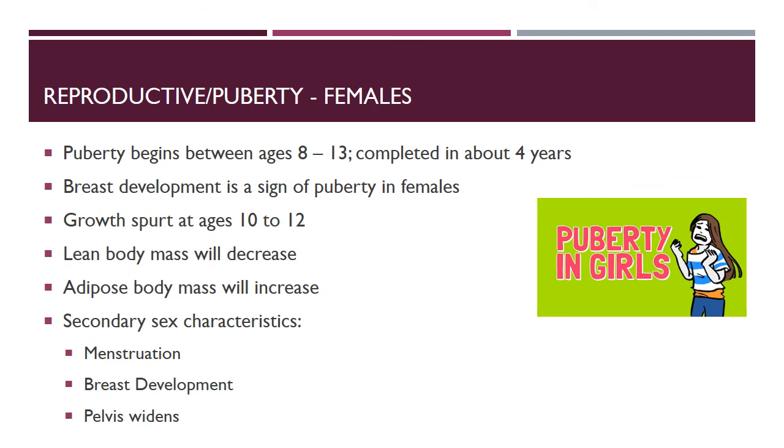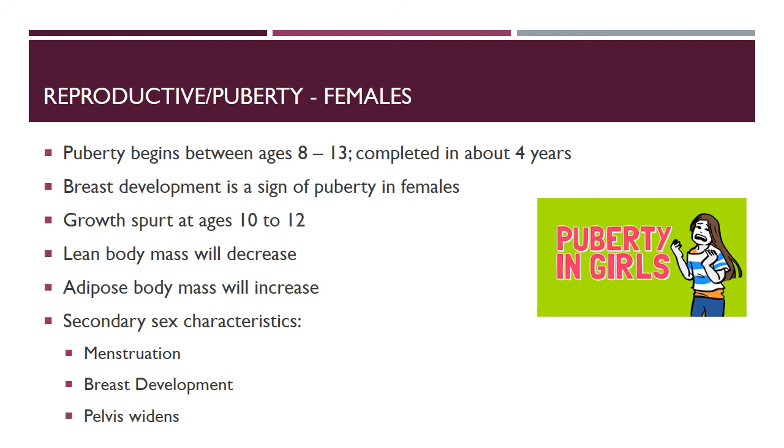Reproductive and puberty in females. You can see that picture. That's about how you feel at that age when it happens, but it can occur between ages 8 and 13, and it's completed in about 4 years. Breast development is a sign of puberty in females, and on page 799 of your text in chapter 21, you have those Tanner stages of development. Those are secondary sex characteristics, so make sure that you review that and you're still familiar with what those are.